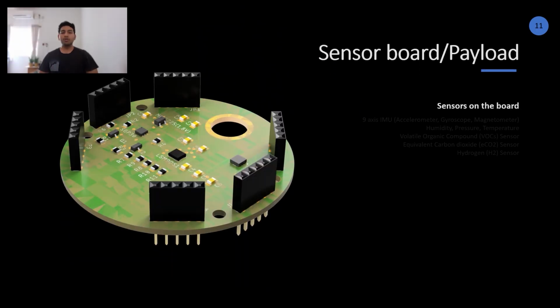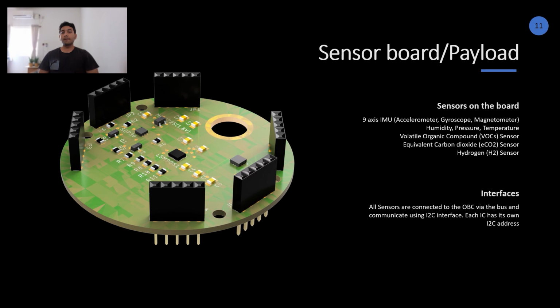Talking about the sensor board, or in other words, the payload, we've included some of the default sensors that are used on CANSATs, which include the 9-axis inertial measurement unit that has accelerometer, gyroscope, and magnetometer, that is 3 axes each, X, Y, and Z. We have the humidity, pressure, and temperature sensor. We have a volatile organic compound sensor. We have an equivalent carbon dioxide sensor. Now, equivalent carbon dioxide means it's not the actual carbon dioxide sensor. It cannot be used in the lab. It gives you a rough value of what the carbon dioxide concentration could be based on some other calculations. We have a hydrogen, that is H2 sensor.